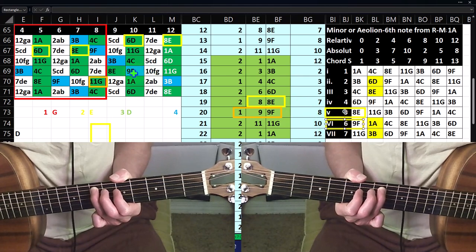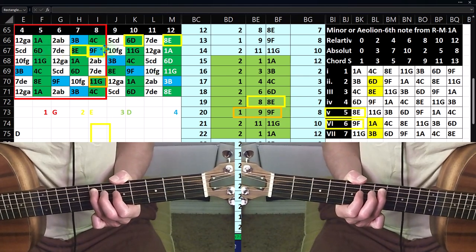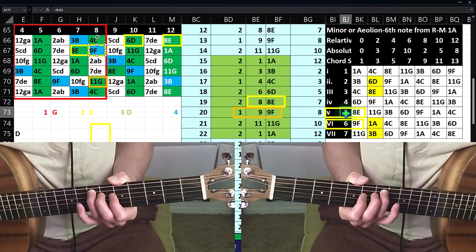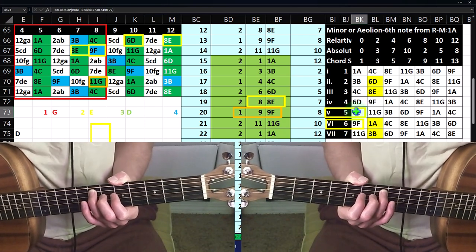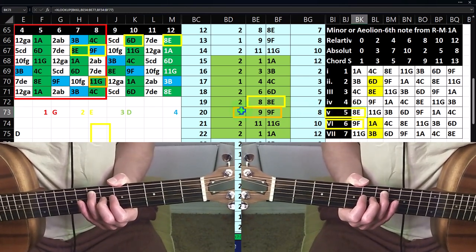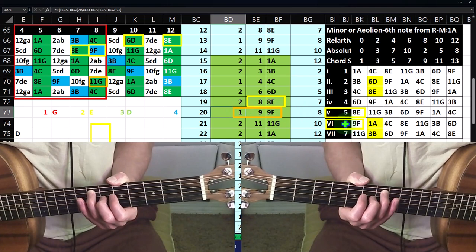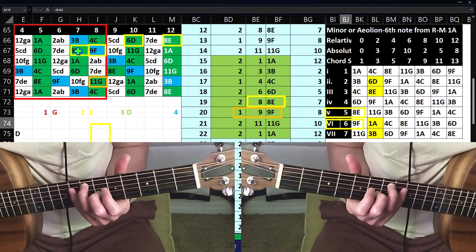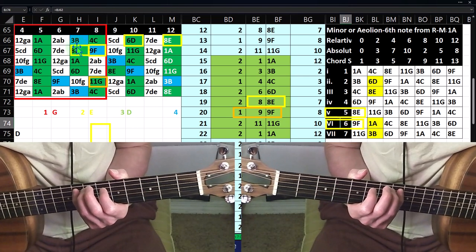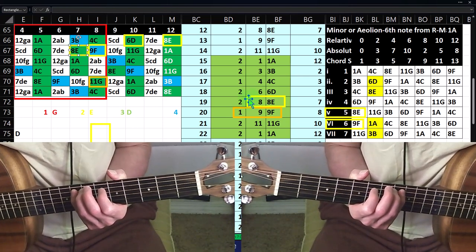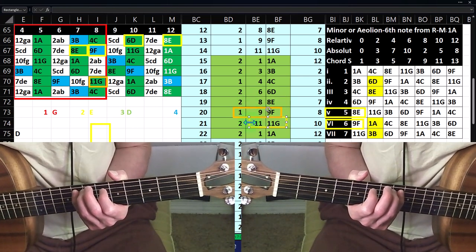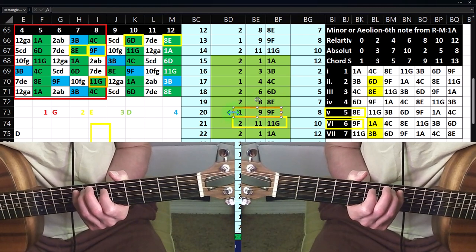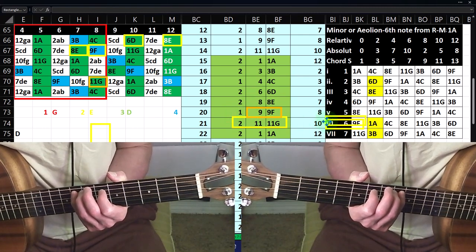And then we're going to go to the F. So now I'm going to go from relative position five, which is note eight, an E, up a half step to relative position six, which is going to be eight plus one, or note nine, which is an F. So that's great. There's an F. And then we're going to go from here to here.